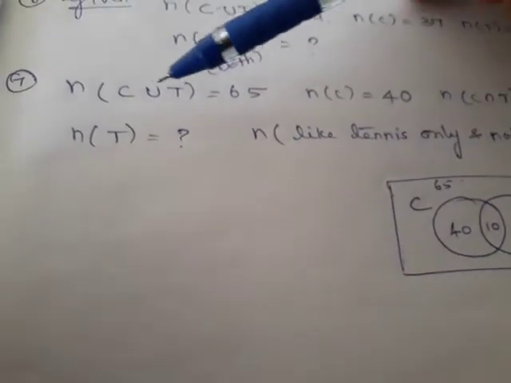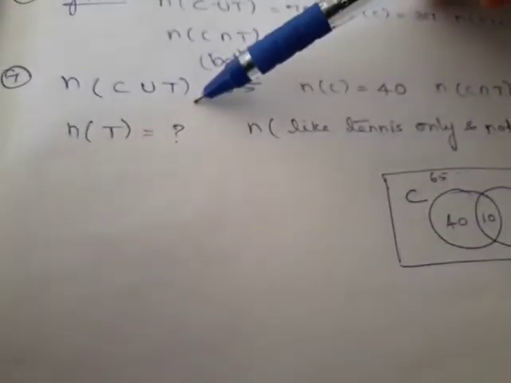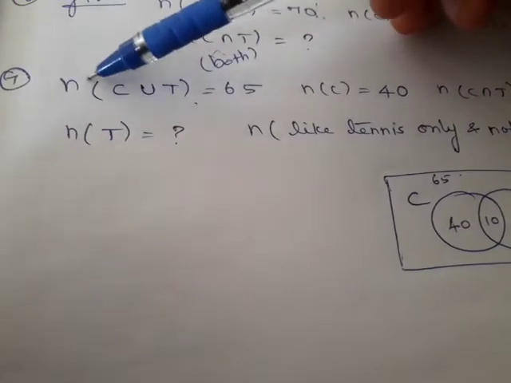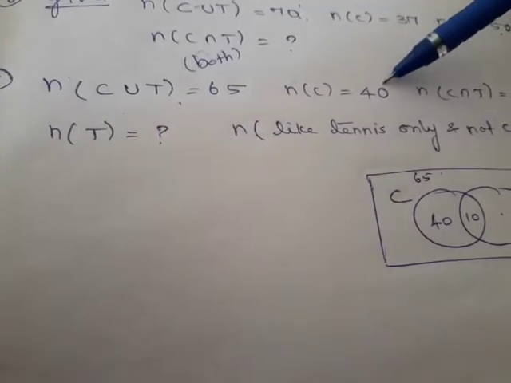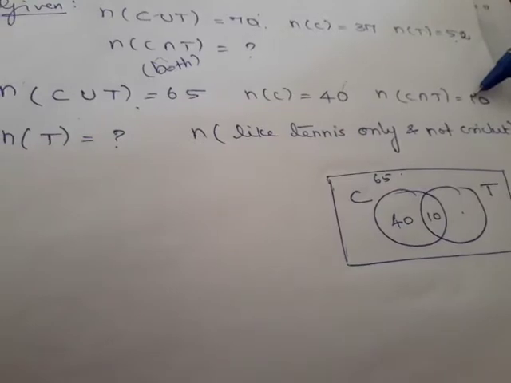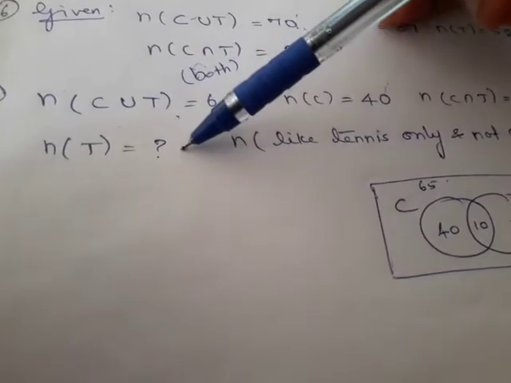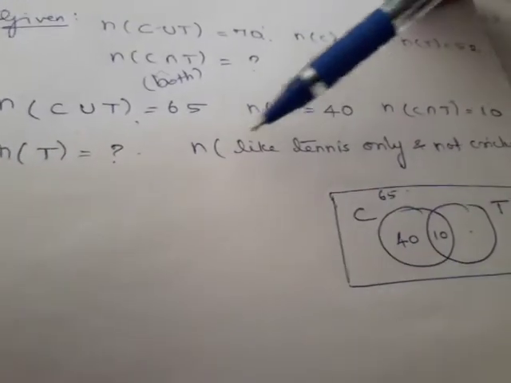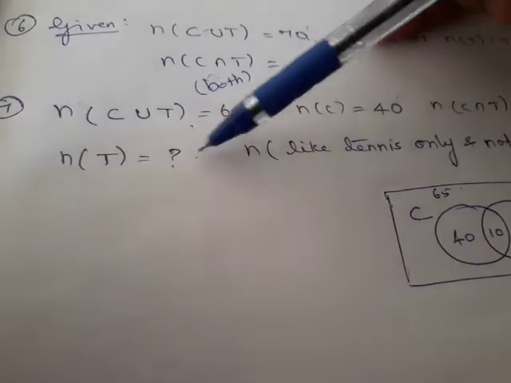Here C and T denote cricket and tennis. Since it's a group of 65 people, I have denoted n(C union T) as 65. 40 like cricket and 10 like both cricket and tennis. How many like tennis only and not cricket, and how many like tennis?